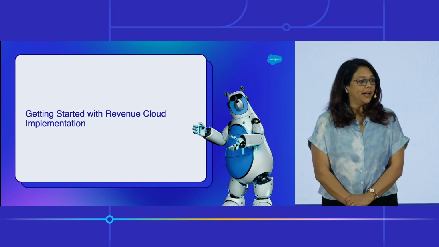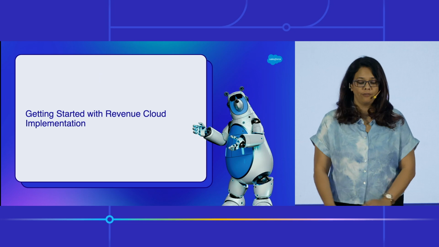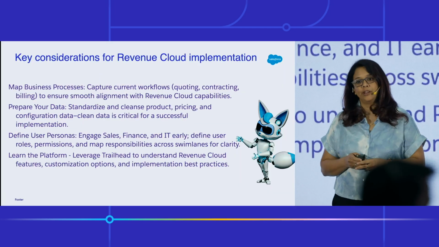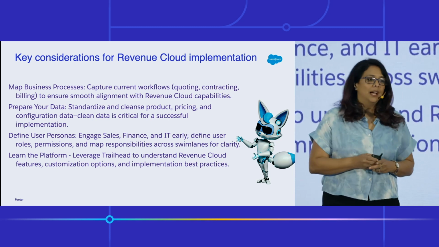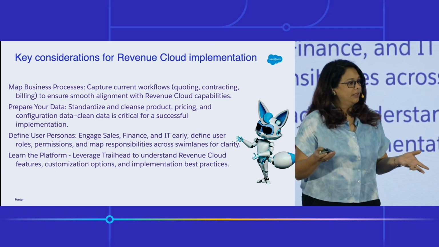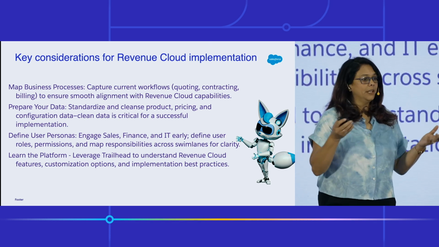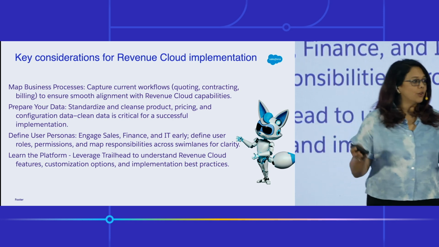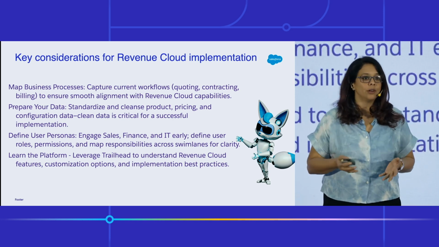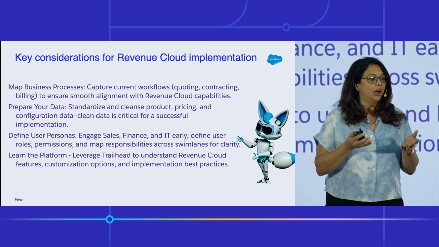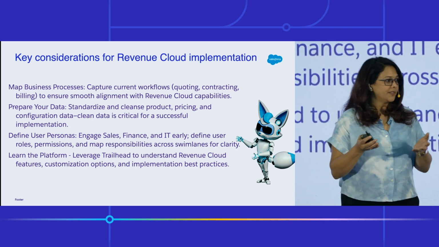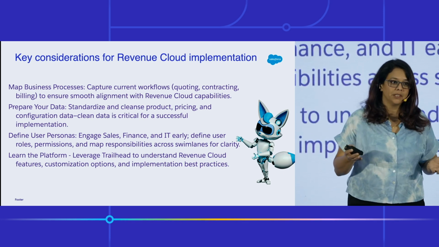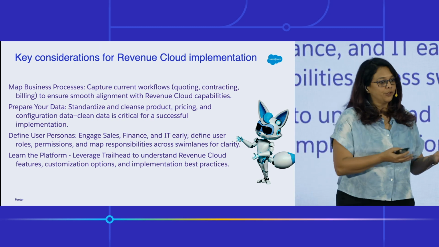So let's jump right into some of the tips and tricks of implementation. Key considerations before you start your Revenue Cloud implementation. When you start with your implementation, you should always map all your business processes. See what you need in each of these areas with respect to how your product is going to be sold by the sales representatives. How are you going to do your order management? How are you going to do your asset management? And how are you going to do your billing?